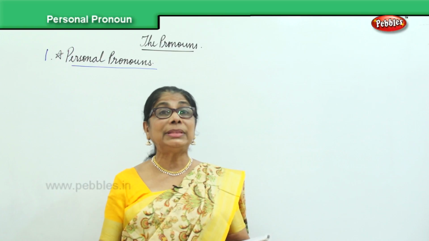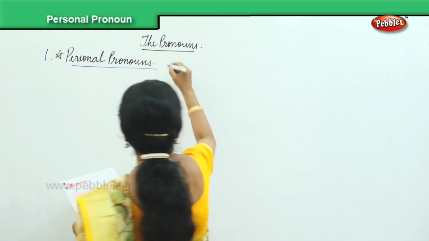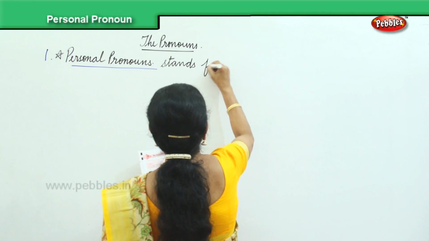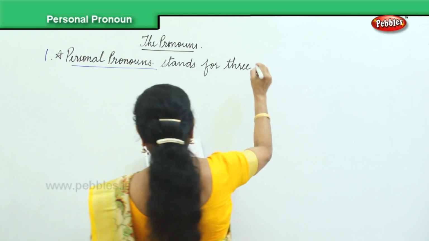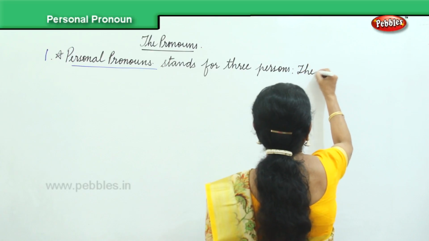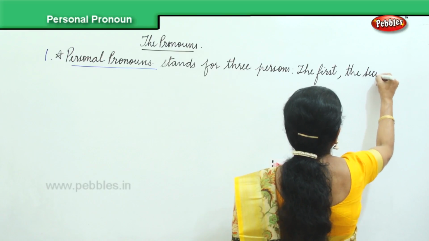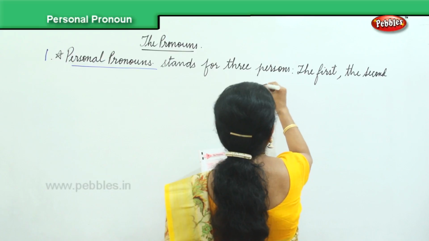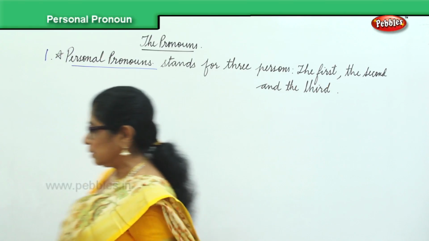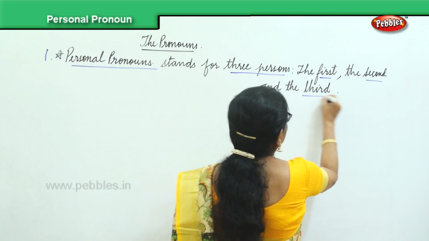Personal pronouns stand for 3 persons: the first, second, and the third. Now, what are these 3 persons? The first, then you have the second, and then the third. So we have 3 persons: first person, second person, third person.